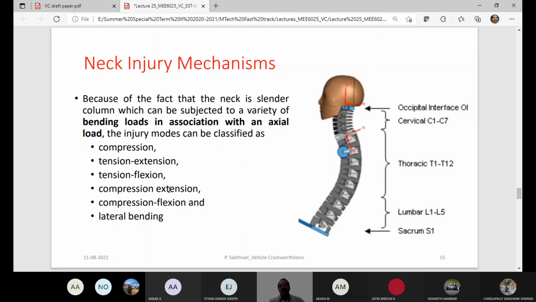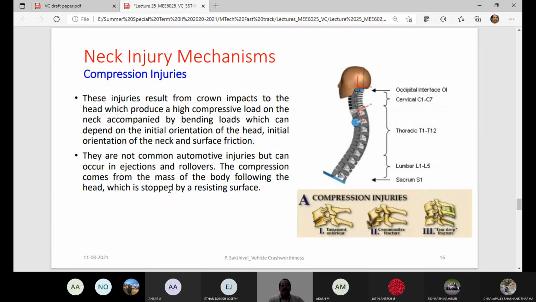That is how we are able to get the mechanical response of this, and then we can put them in which category of tolerance or severity. And then neck injury mechanisms, let us look at one by one and then finish our lecture. So compression injuries, at the bottom there are pictures associated with that. Please go through it. These injuries result from crown impact to the head, which produces a high compressive load on the neck, accompanied by a bending load, which can depend on the initial orientation of the head. So the initial orientation of the head is important.